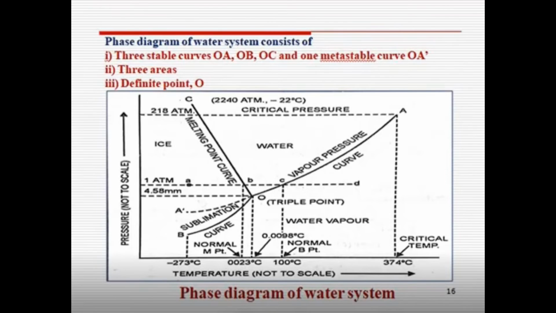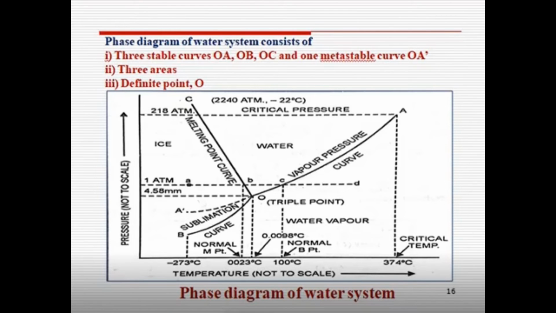The phase diagram of water, as shown here, consists of curves. There are 3 stable curves: OA, OB, and OC. And there is one dotted curve, OA, which is a metastable curve. There are 3 areas in the diagram: one to the left of curve BOC, one below curve AOB, and the area enclosed by curve AOC. And there is a definite point called the triple point, which we will define later, represented by O. So first of all, we will discuss the curves. Look at the curve in the diagram.